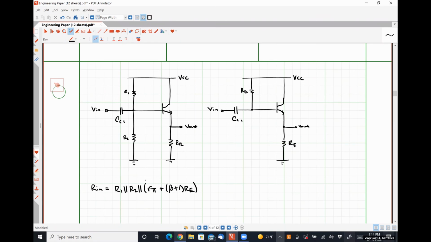I'm going to call this guy right here, just so that we're very clear, Rin prime, where Rin prime is what we see looking directly into the base terminal, right? So does that make sense that it's just that in parallel with R1 in parallel with R2? So on the right-hand side, what's that going to be? Yeah, just RB by itself in parallel with what I have listed as Rin prime.